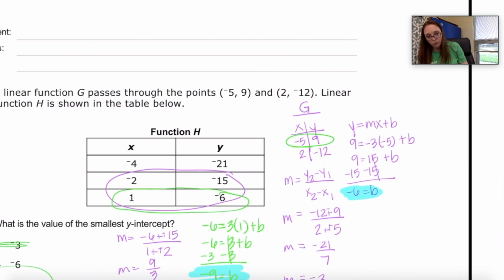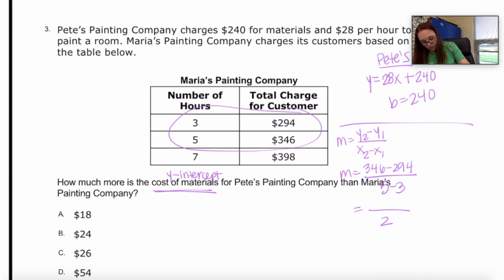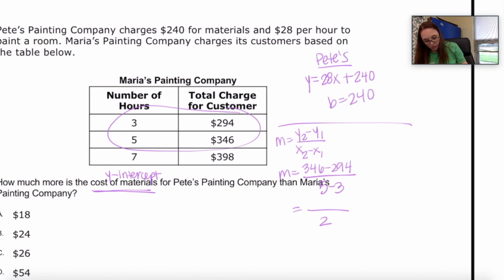My screen just moved. Hold on. There we go. Hold on a second. There we go.